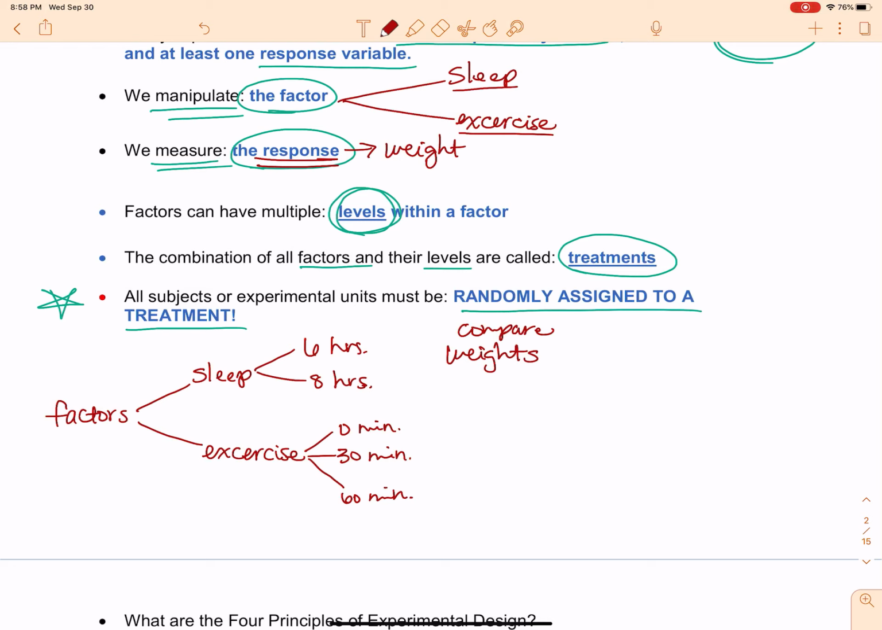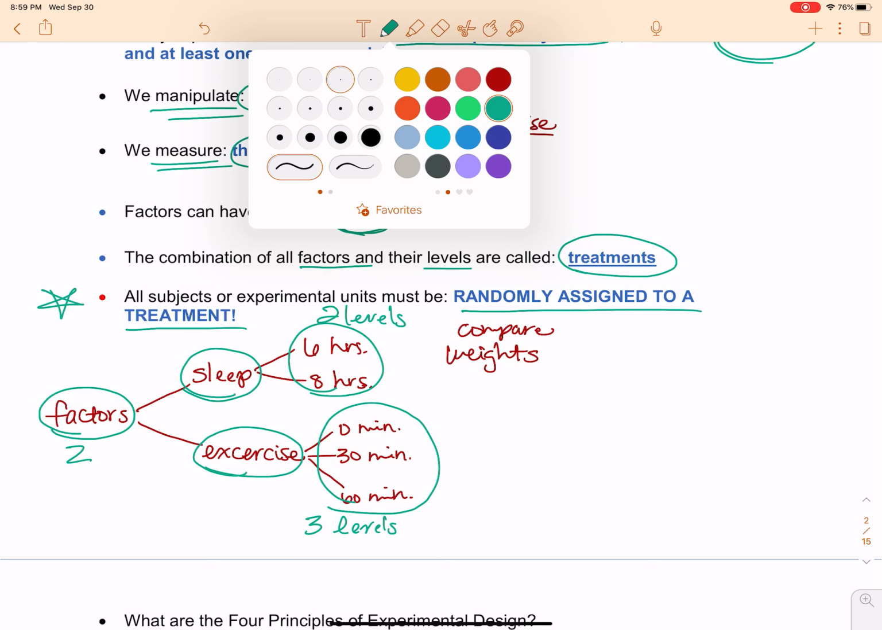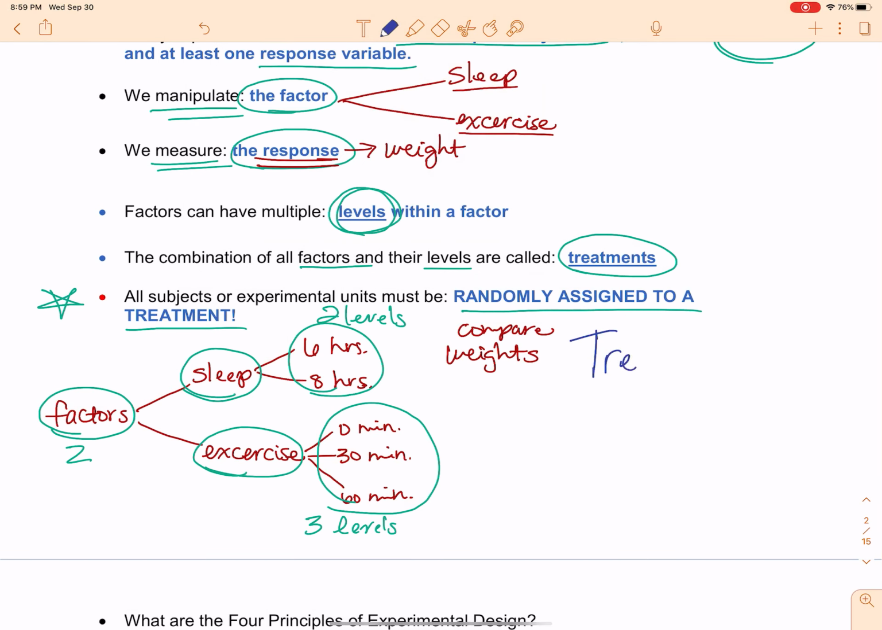So let's talk about this idea of factors, levels, treatments, all of that stuff. If you're looking at this, here are the factors. Sleep is a factor and exercise is a factor, so this has two factors right here. Within sleep, I have 2 levels. Within exercise, I have 3 levels. So what are my treatments? Well, my treatments are all the possible combinations.